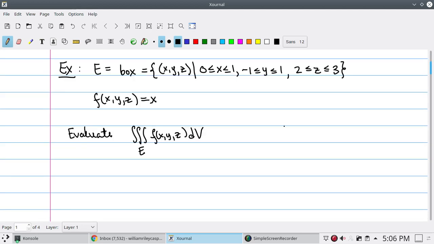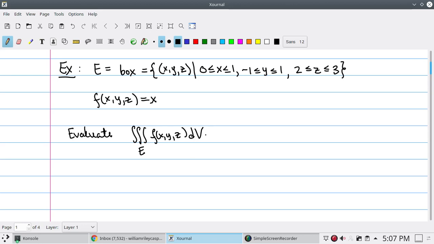In this example, E is a box, and it's the collection of all triples of values x, y, z so that x is bounded between 0 and 1, y is bounded between -1 and 1, and z is bounded between 2 and 3. And I'm taking a very simple function to start out with. I'm just going to integrate the function f of x, y, z equals x. So our goal here is to evaluate the triple integral over E of f of x, y, z dV.